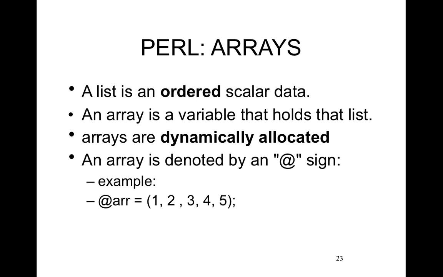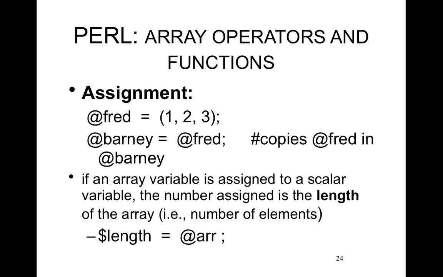So an array is a variable that holds the list. And the arrays are dynamically allocated, because we're not working with a static language. Perl is 100% dynamic. It runs and allocates at runtime. So it's denoted by the @ symbol we saw before. So the array (1, 2, 3, 4, 5) is declared as those 5 values in there.